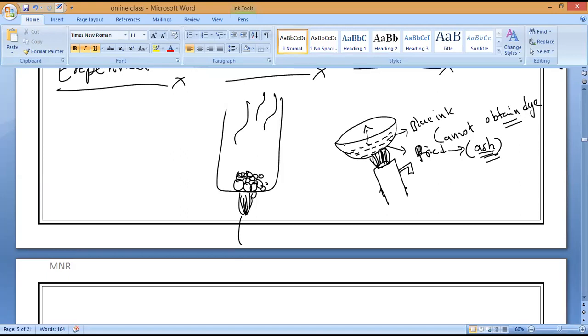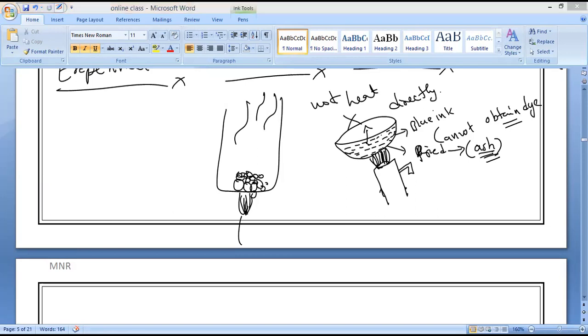That is why, when we are obtaining the color substance from the ink, we should not heat directly. Do you understand, Mr. Hari? Reddy? We should not heat directly. So how do we have to heat, guys? We have to heat indirectly.